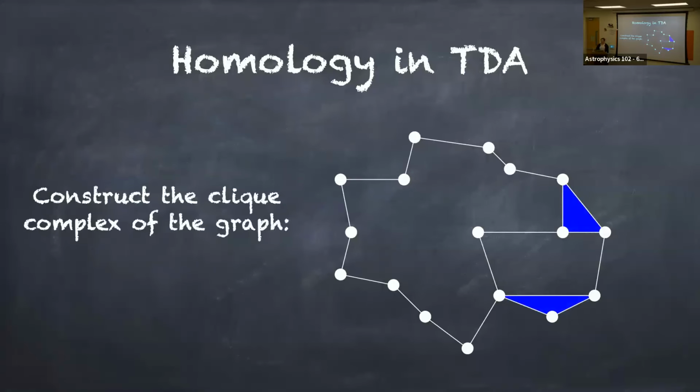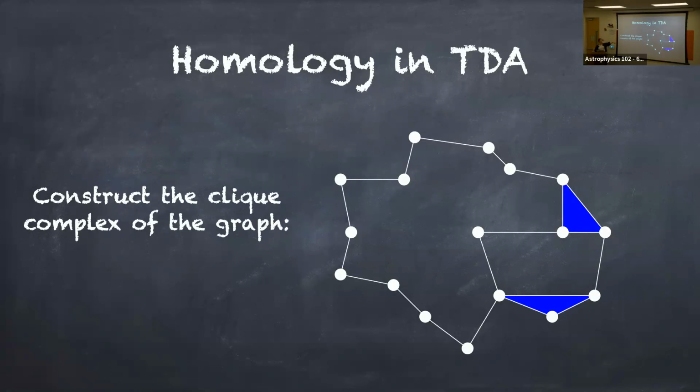You then construct what's known as the clique complex of this graph. But the clique complex is the complex that you get by taking this graph and adding a simplex to any clique in the graph. Here, a clique of size k in any graph is a set of k vertices where the subgraph is a completely connected graph.